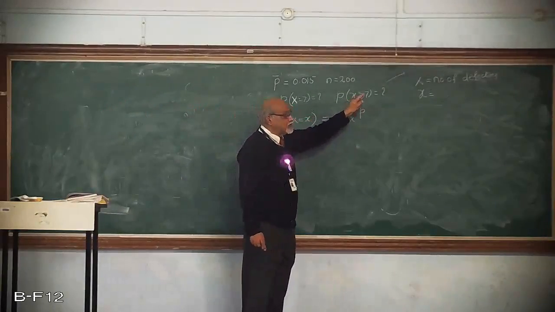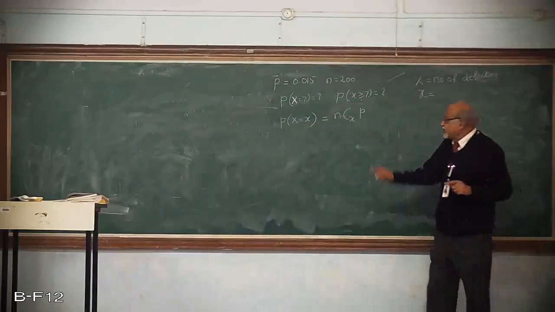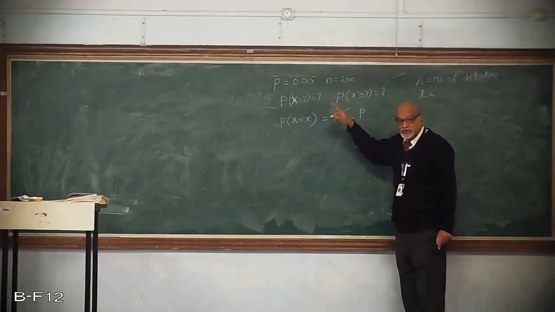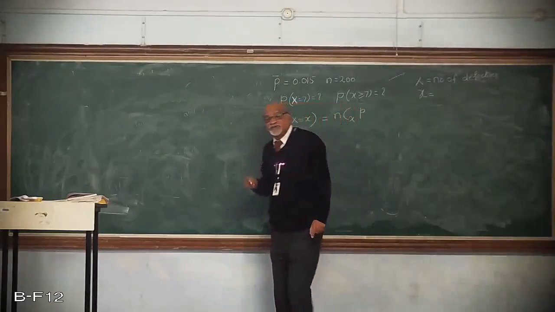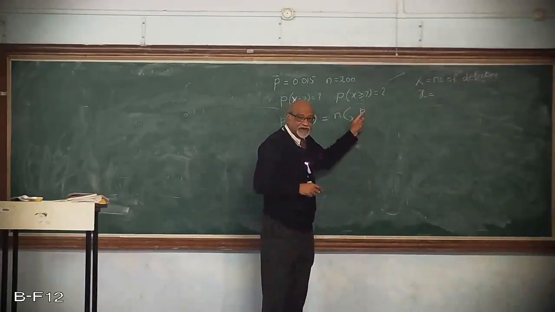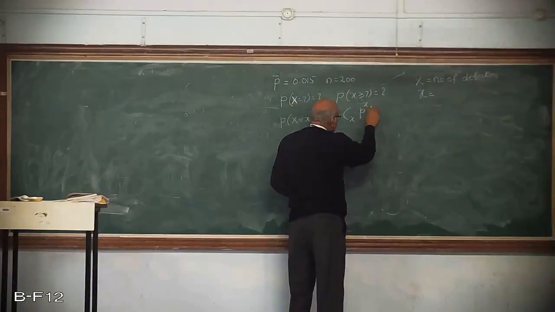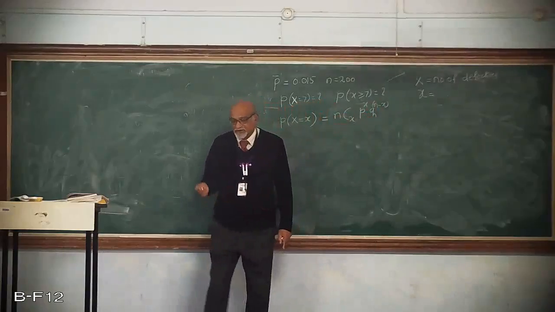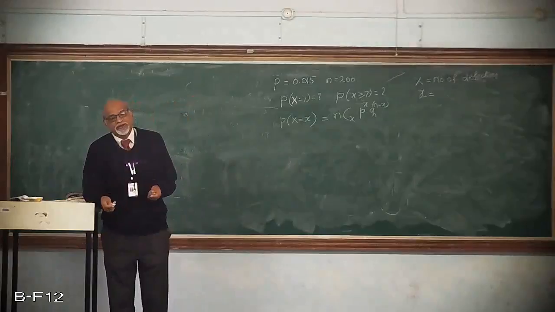That is what he has asked, the number of defectives, that is what I defined as the random variable. That is why P should correspond to that. If I define this one as good items, then P corresponds to good items. Here it corresponds to the defective item. That is why P is the fraction defective. And this is equal to NCX P to the power X into Q to the power N minus X, where Q is the fraction of good items. And we know P plus Q is exactly equal to 1.